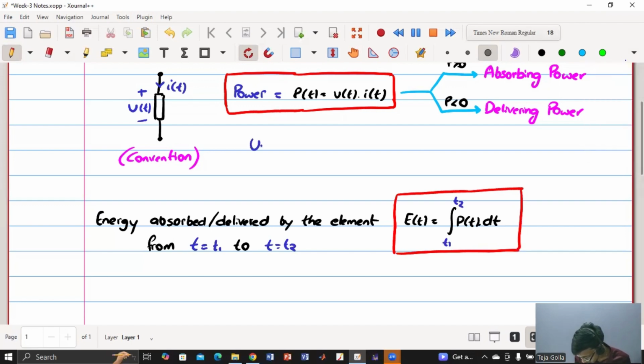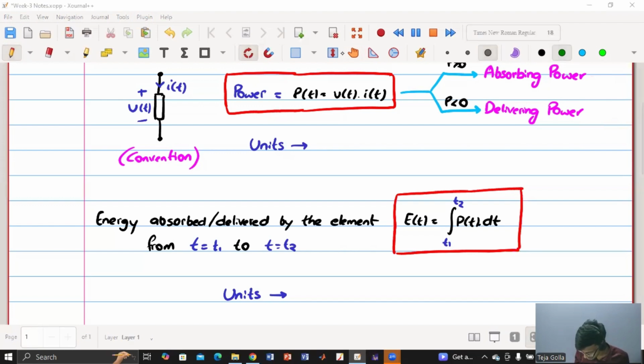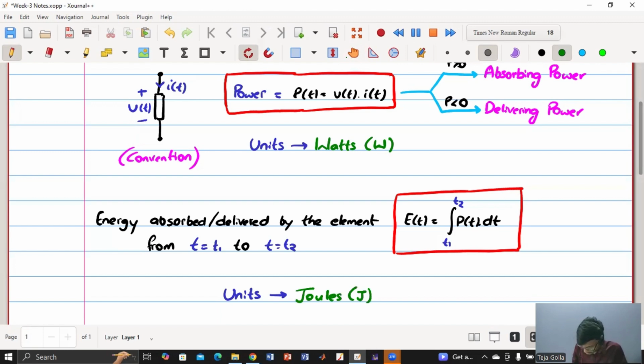Now, what are the units of power? Anyone? Hello, what are the units of power? Watts. Yes, watts. Someone also mentioned in the chat watts. Yes, watts, and it is represented as W. And what is the unit of energy? Joule. Joules. Yes, J. Yes, joules.